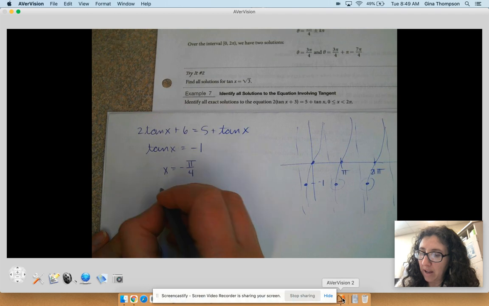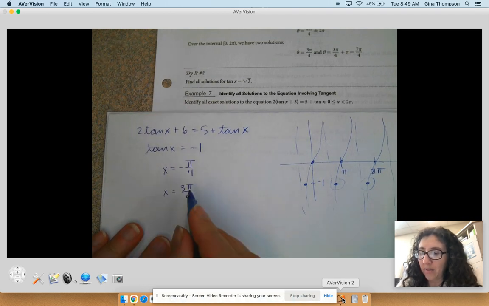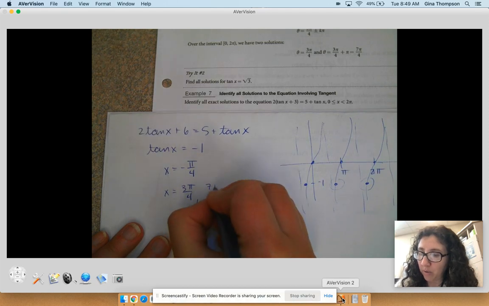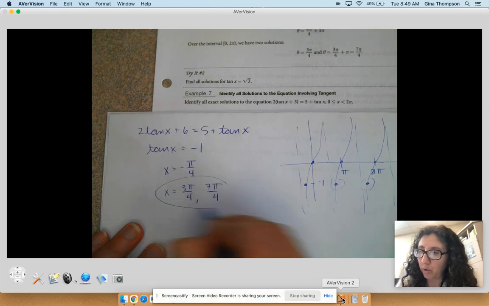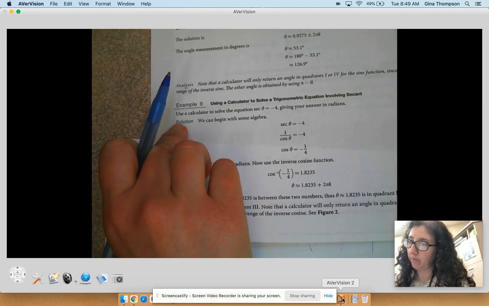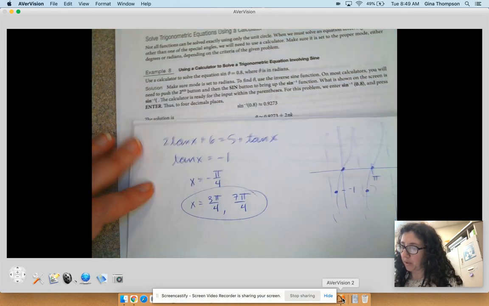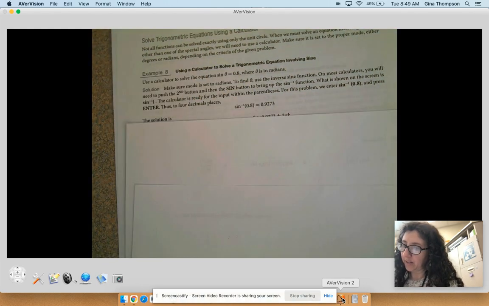So plus pi is going to give me 3 pi/4. And if I add 2 pi, again, I'll get 7 pi/4. So those would be my 2 solutions in that range. Yep. All right, so we're almost done with this section, but what if we have something like this?